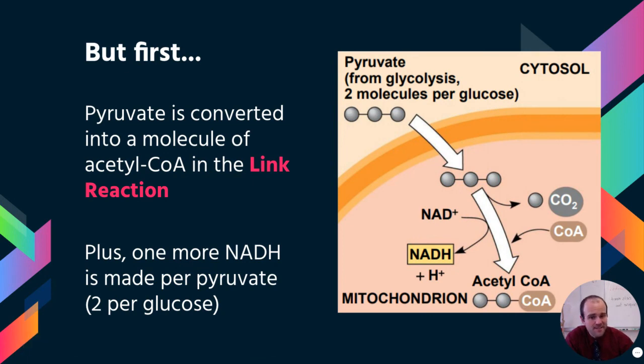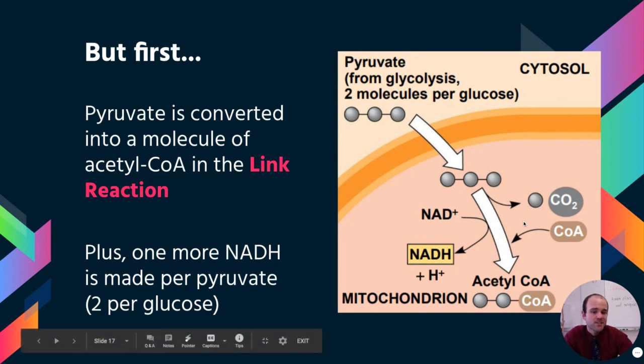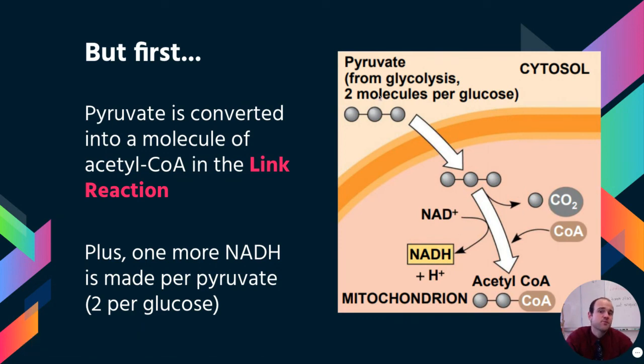Now, out of this process, we're going to ditch a carbon, which we breathe out as CO2, and we get another NADH. Since we have 2 pyruvates, we're losing 2 carbon dioxide, so 2 of our 6 carbons are out the door, and we get 2 more NADHs. Cool.